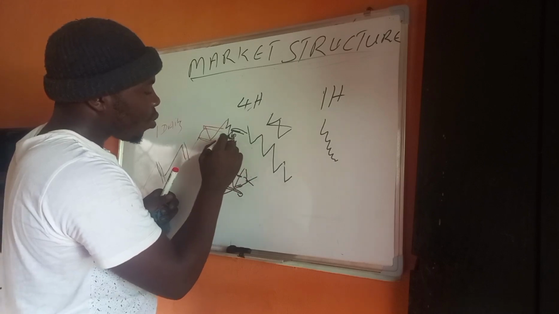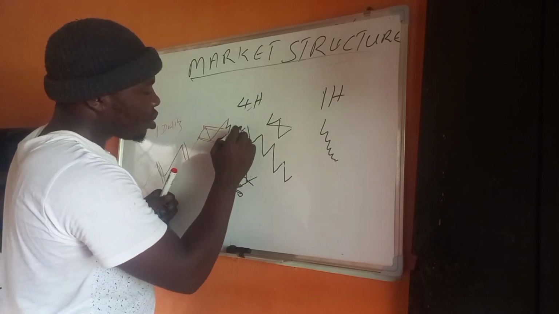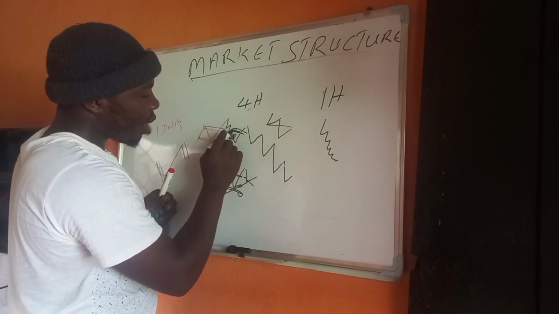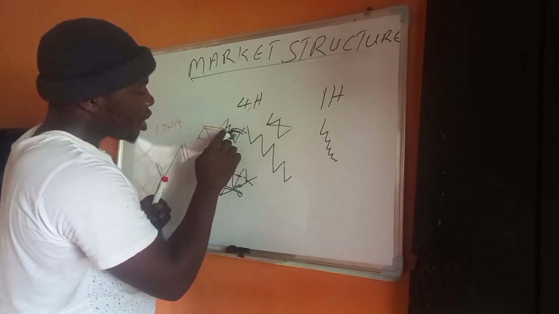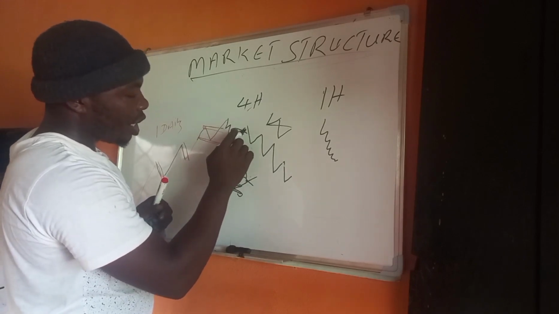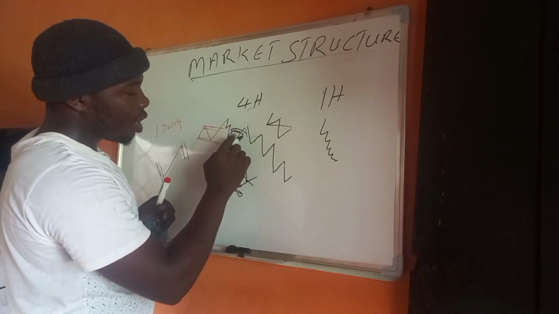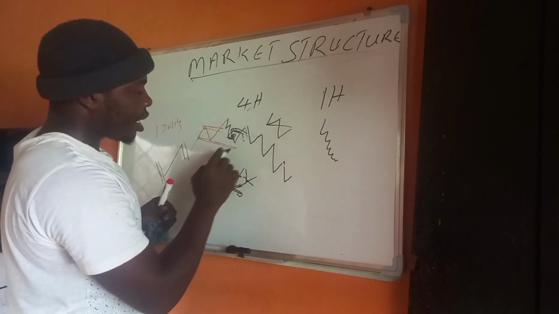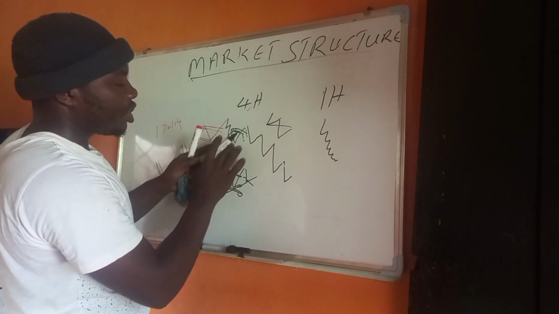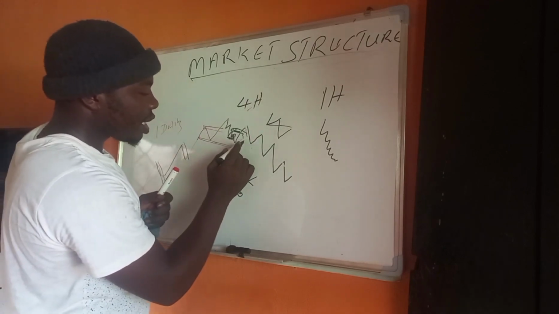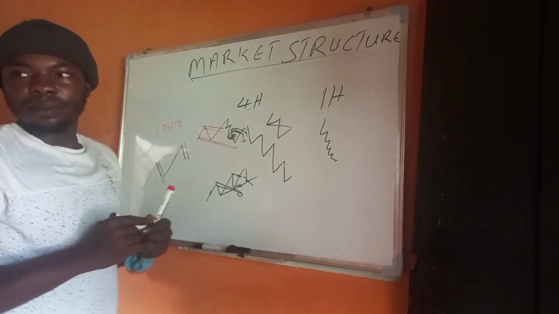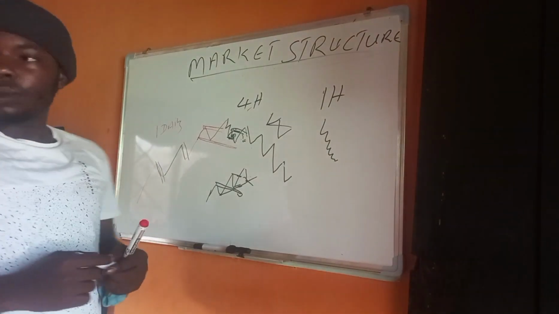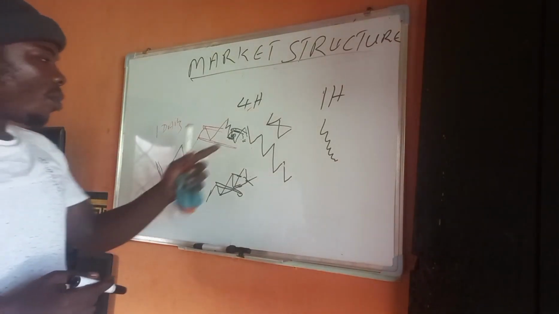Once you see price break out of this zone, your 4 hour zone here, then once you see a breakout, know that there must be a pullback. Once you see a pullback here, then you will know that this structure is now ready to move. Then you enter your buy. That is in the 1 hour time frame, right? Yeah, 1 hour time frame or 4 hour time frame.